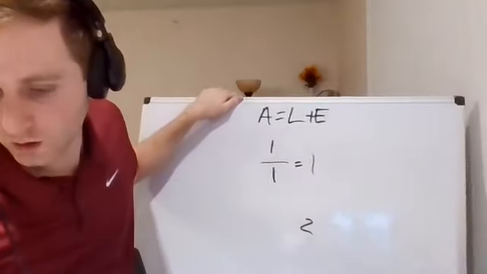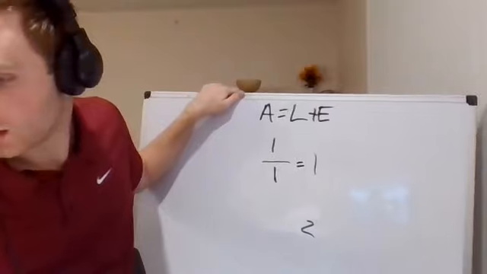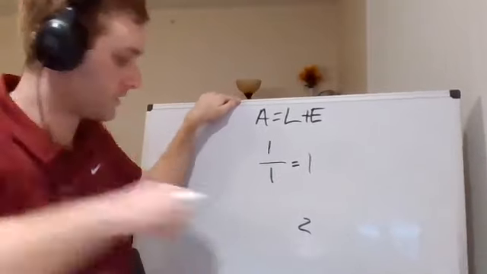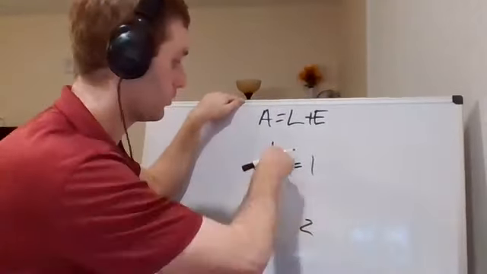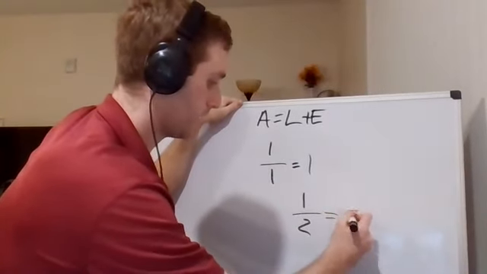Then he wants us to know what is the total debt ratio. The total debt ratio is total debt divided by total assets. Well, we know assets is 2. We know total debt is 1. So that means it's 0.5.